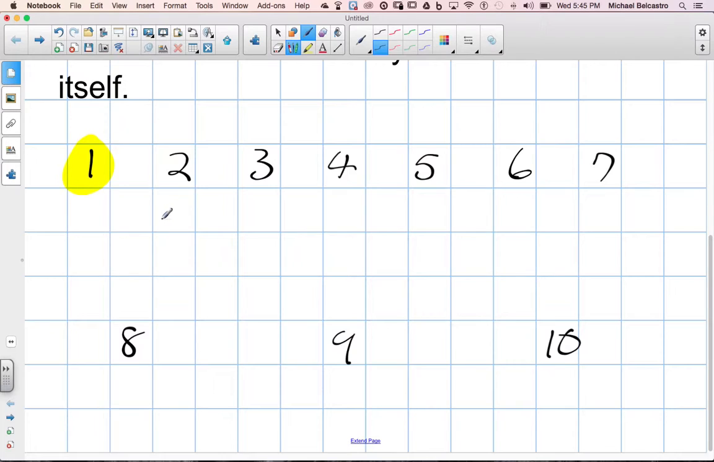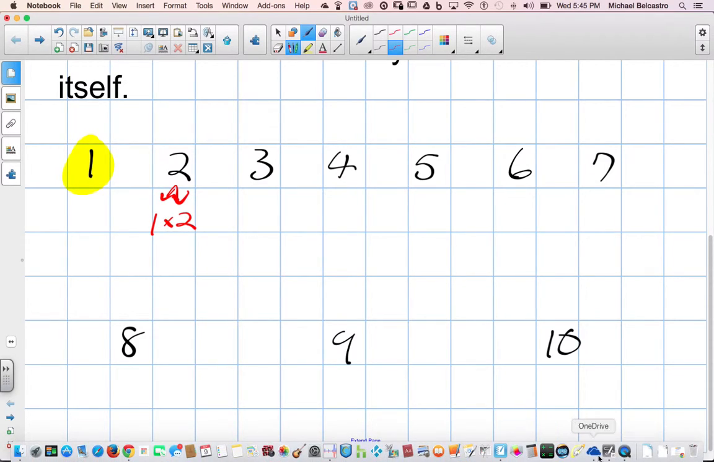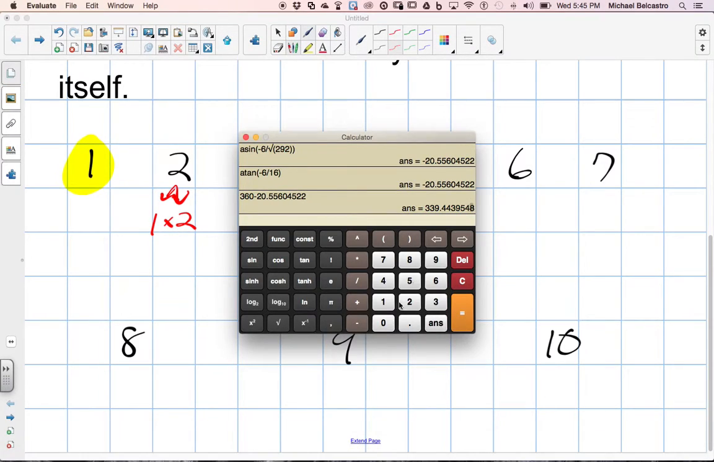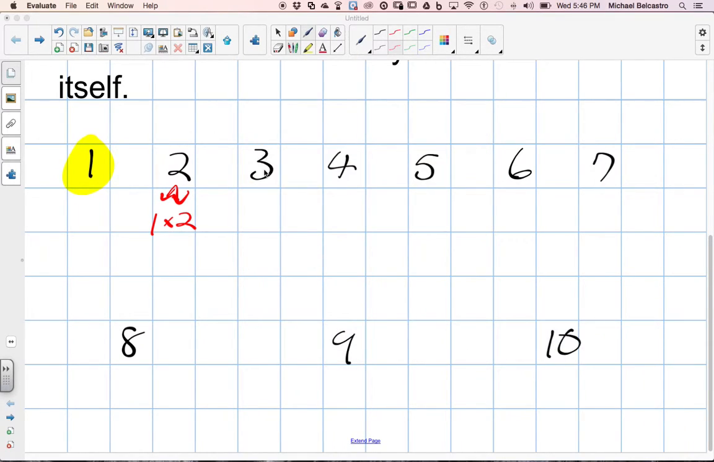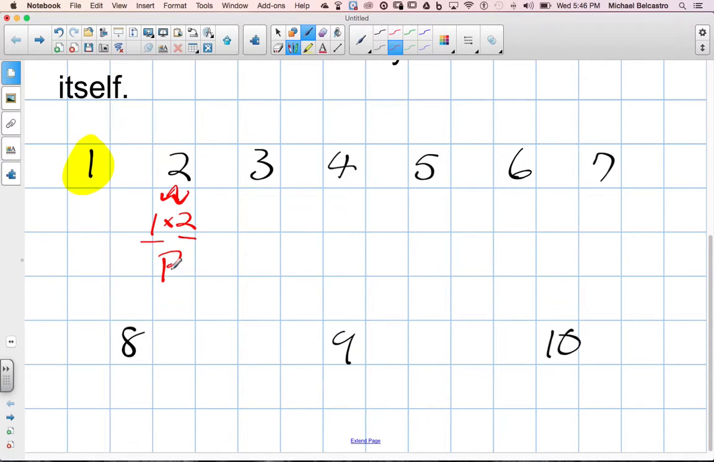2. What are possible factors of 2? What can we multiply to get 2? 1 times 2. 4 is a multiple, but factors are numbers that multiply to give that number. What about 2 times 0? Let's bring up a little calculator. 0 times 2. It's a good question. Anything times 0 is always 0. So these are the only 2 factors. Is this prime or composite? Prime. There are only 2, 1 and itself. That's what our definition read.